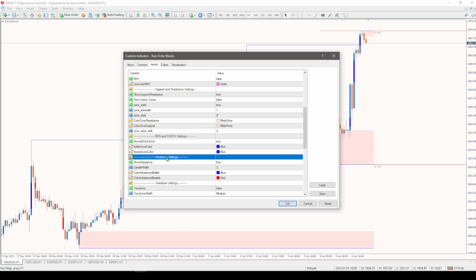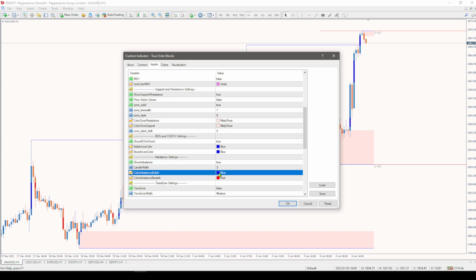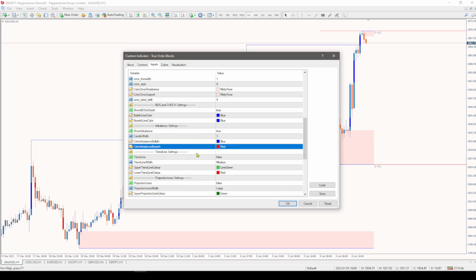Next, imbalance. If you guys are not familiar with break of structure, change of character, or imbalance, then I highly recommend you search on YouTube how it works, and then get back to the settings again. For the imbalance setting I prefer true, and for bullish I make it blue, and bearish I make it red. And trend line settings, okay, let's make it true so we can see what's going to happen.